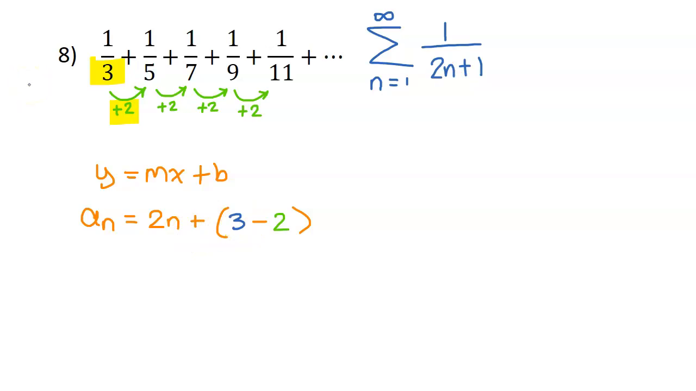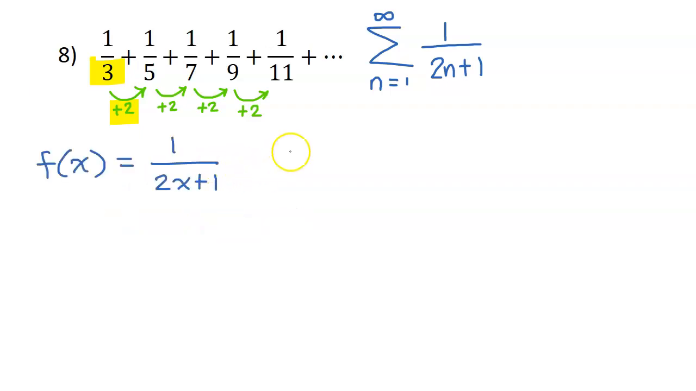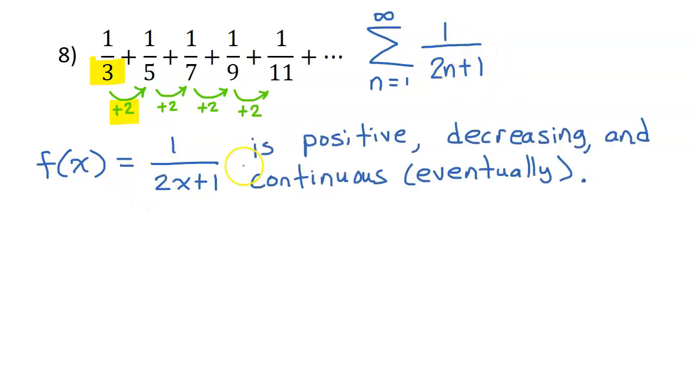So this series can be written as the sum from n equals 1 to infinity of 1 over 2n plus 1. In order to use the integral test, we must first write a function f of x by replacing n in the rule with x.